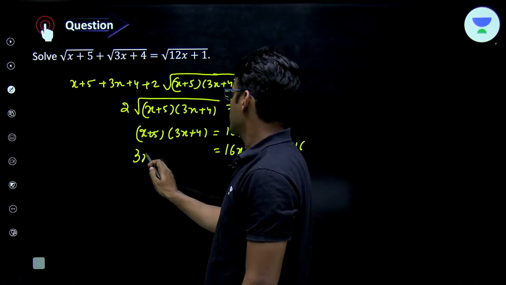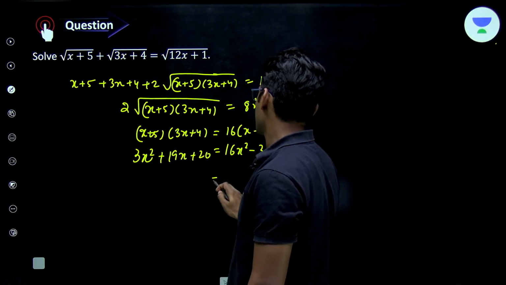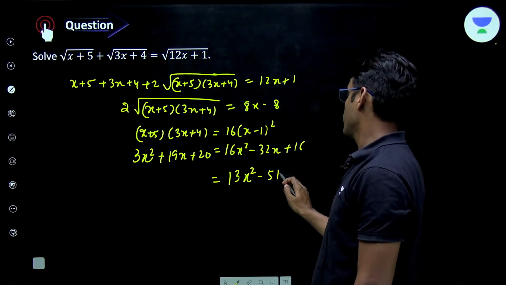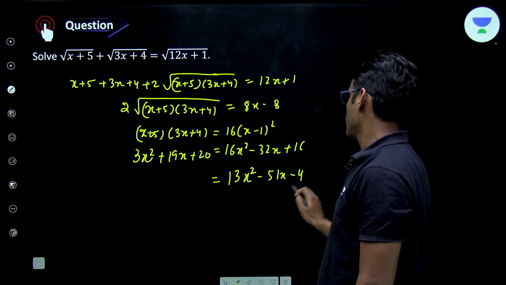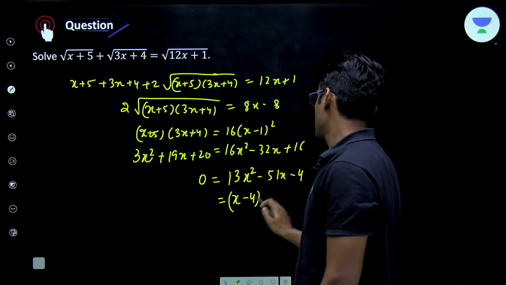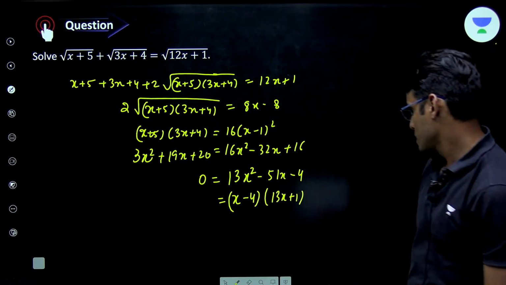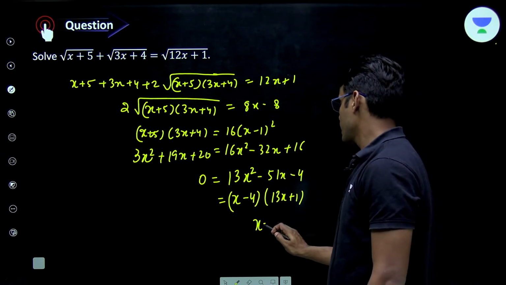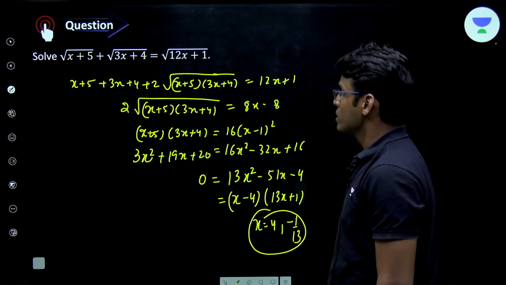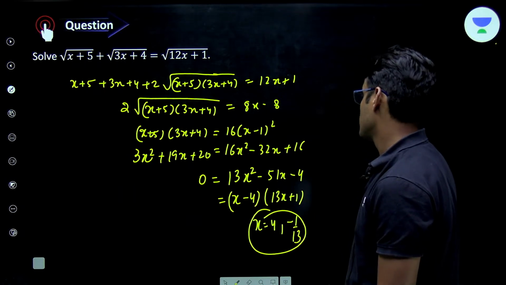What do I have here? 3x square, 19x plus 20. So what do I have here? 13x square minus 51x minus 4 equals 0. x minus 4, 13x plus 1. Okay, this is what I get. x equals 4 and minus 1 by 13. Obviously I'll have to check all these solutions.